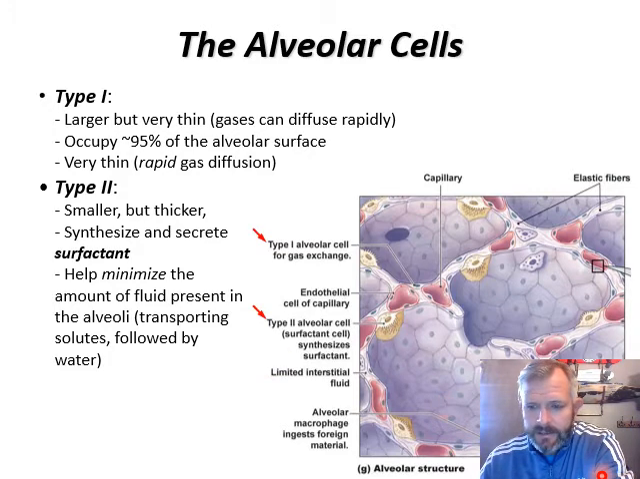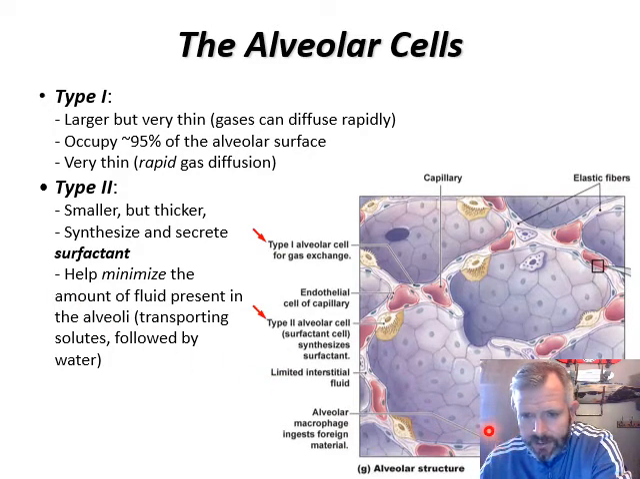Besides these, not written here, but these little alveolar macrophages, this is where we get the immune response. We get defense against the pathogens. Okay, but the ones we're going to focus on mainly for our ventilation and gas exchange purposes are going to be our type 1 and type 2 cells here.